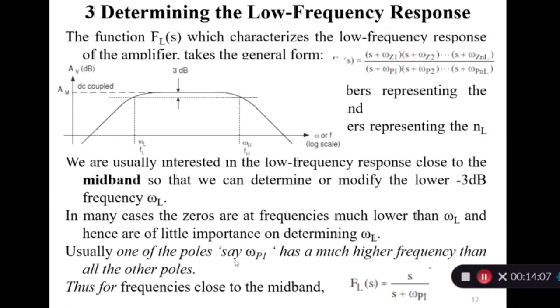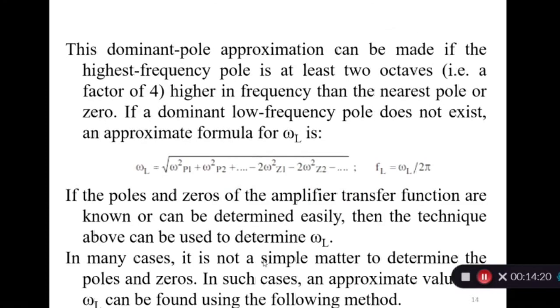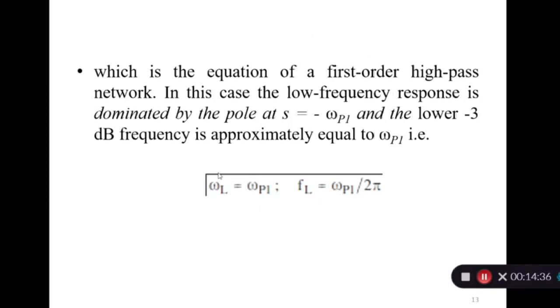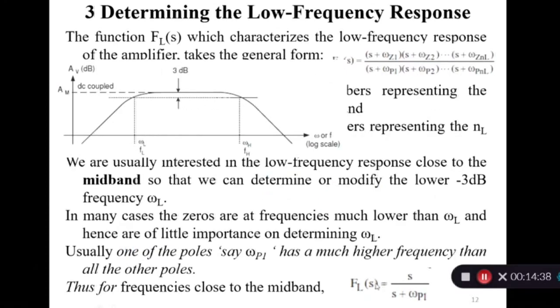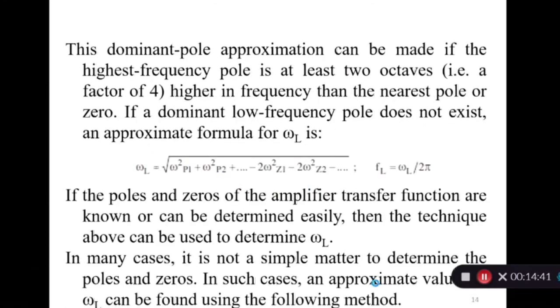Now, what happens if more than one pole, omega p1, omega p2, omega p3, are the highest or dominant? Then we will use a formula like this one: omega L is given in terms of the poles and zeros. This is the case when many poles and also zeros are there. At that time we will use this formula. If there is only one dominant pole, then we will use the other formula. So you have to be careful in the numericals about the values of the poles and zeros.